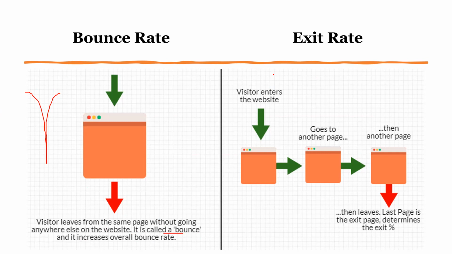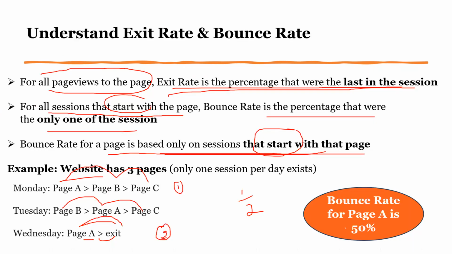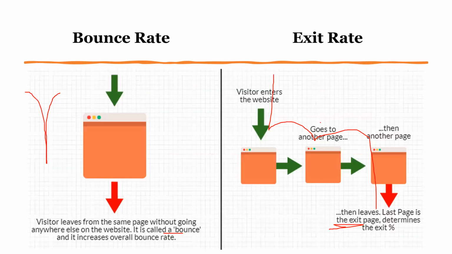Now exit rate: the visitor enters the website, can go to another page and then some other page and then leaves. So the last page is the exit page. That is what we discussed in this definition as well. For all the page views to the page, exit rate is the percentage that were the last in the sessions, and bounce rate was for sessions that start with the page.